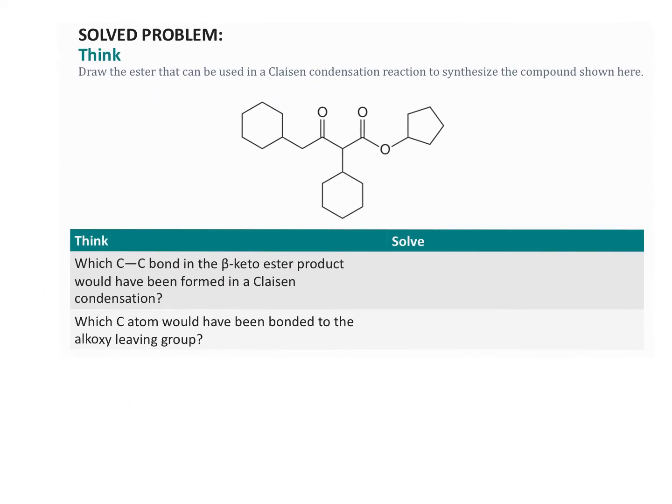And so when we do this reaction, the first question we need to ask ourselves is, which carbon-carbon bond in the beta-keto ester would have been formed in a Claisen condensation? Okay. And so when we look at this, it's important to understand, we find the ester and we say, okay, look, it'd be helpful if I could draw the alpha really well. There's the alpha and there's the beta, okay? And the new bond is going to be right here between this alpha and beta carbon.